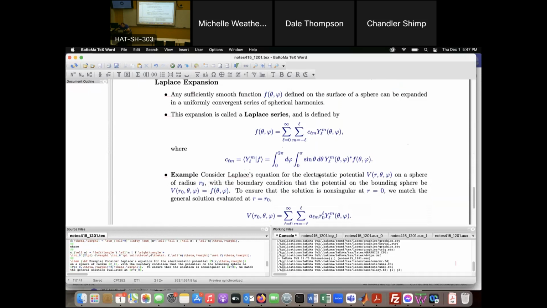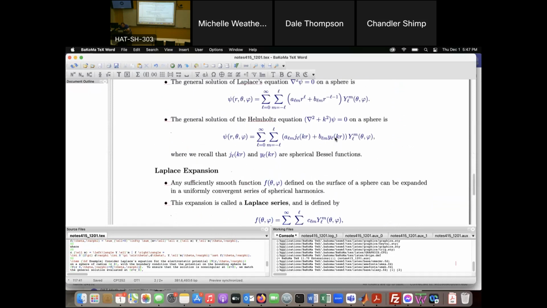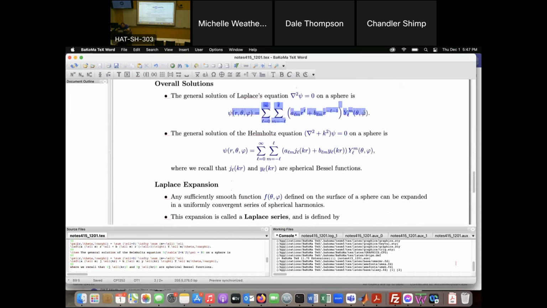If we look back at the general solution for Laplace's equation, if I substitute r equal to r naught, then this whole series must evaluate to f. But if I plug in r equals 0, well, this is going to blow up. So we can't have that. For this situation, we're going to remove these terms.